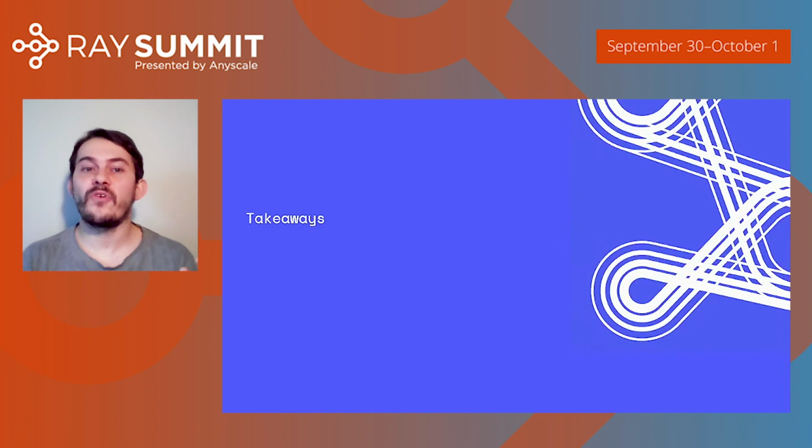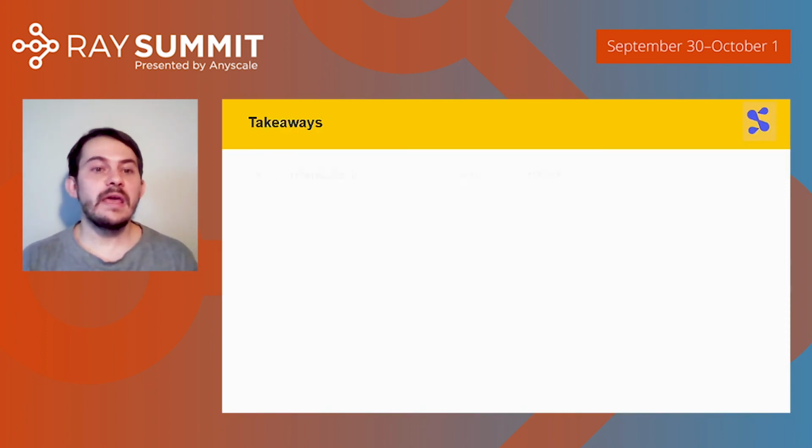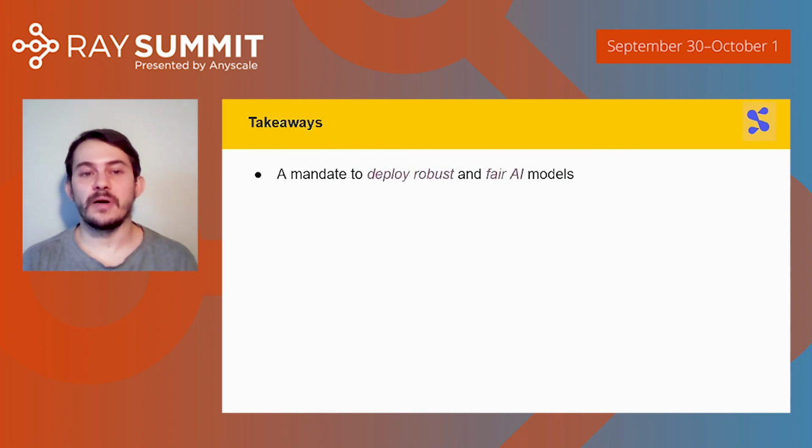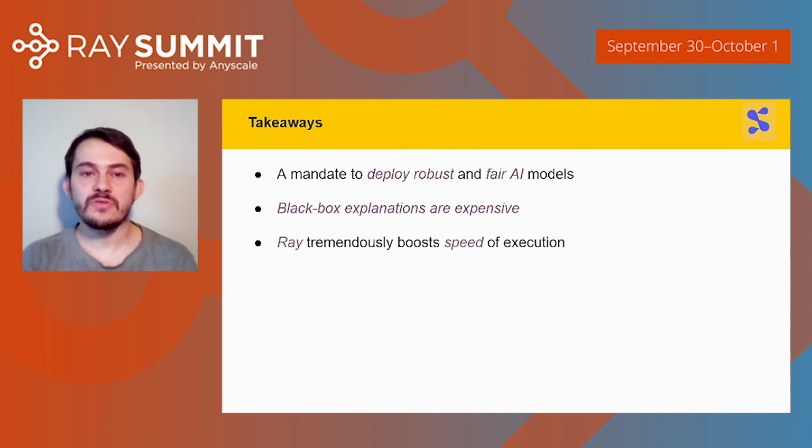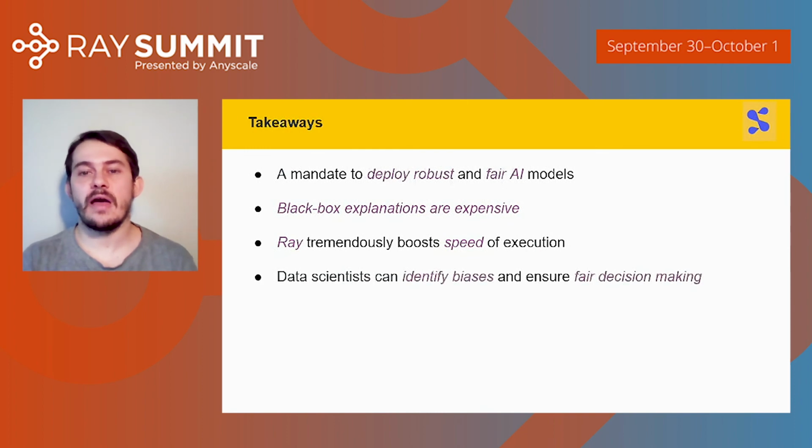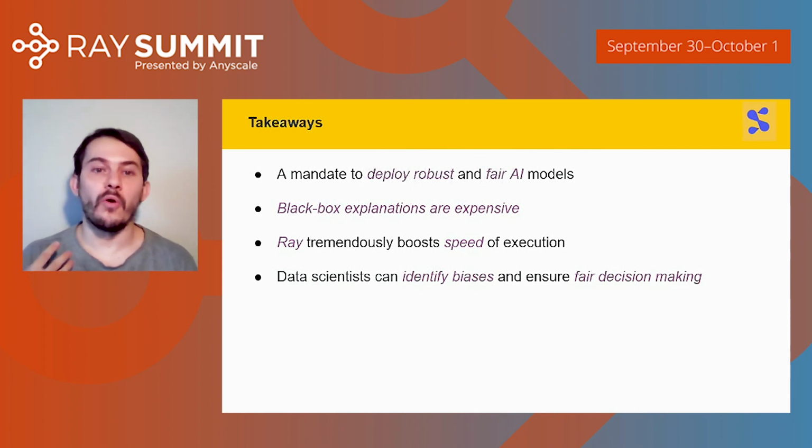So now time for some very quick takeaways. I'm going to be brief. We all have a mandate to deploy robust and fair AI. And perhaps black box explanation can feature along this journey. And as I demonstrated, Ray tremendously boosts the speed of execution of this task. So the data scientists now have a handle on perhaps identifying if their classifiers are fair or if they have certain biases that they don't know about.